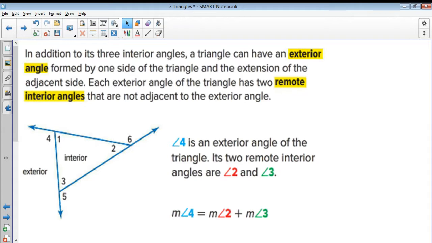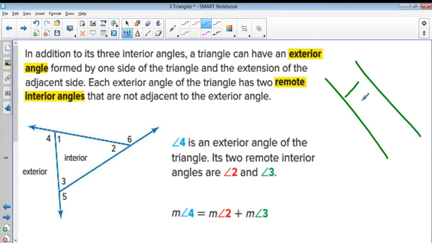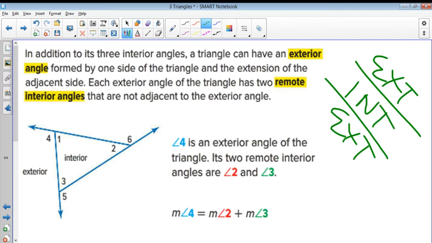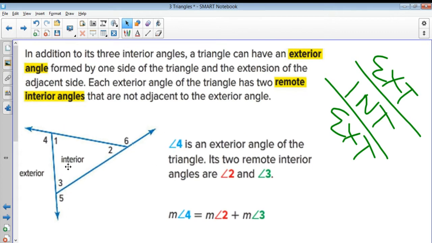Before we get started, let's learn some vocabulary. Just like when we had interior and exterior with parallel lines, if you'll recall, the interior is on the inside, and the exterior is on the outside. It's the same way when we're talking about how to name the angles of a triangle. So here in this corner, you'll see my figure. I have a triangle here.